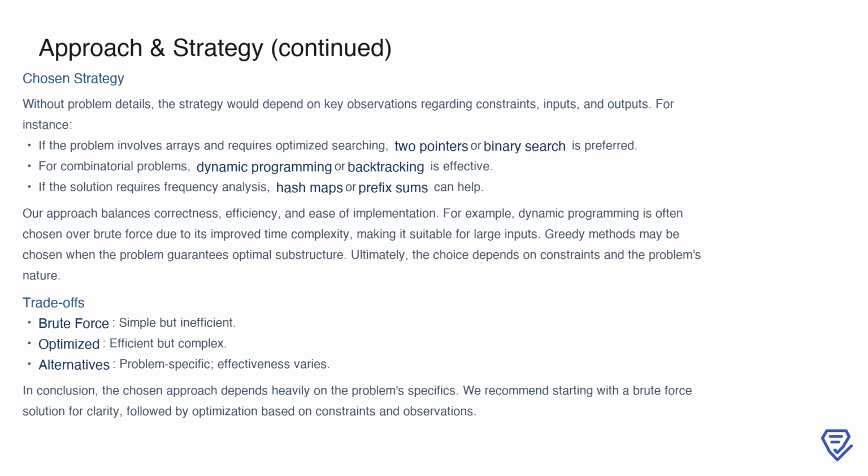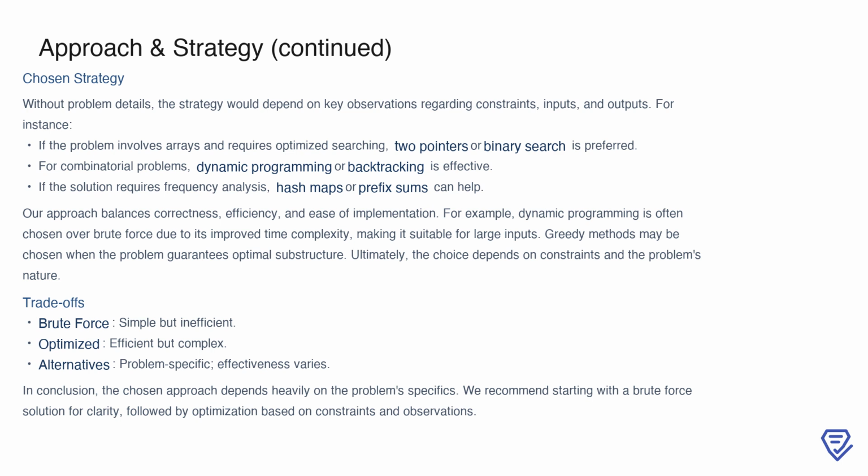For example, in problems involving arrays where optimized searching is required, techniques like two-pointers or binary search are ideal. For combinatorial challenges, dynamic programming or backtracking often provides an efficient solution. Frequency-based problems might benefit from hash maps or prefix sums. The goal is to balance correctness, efficiency, and ease of implementation.